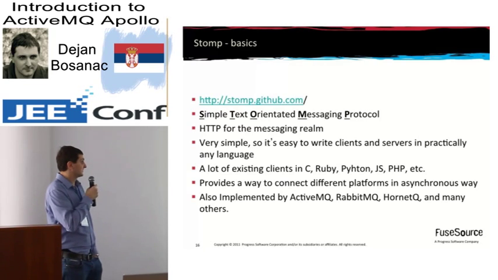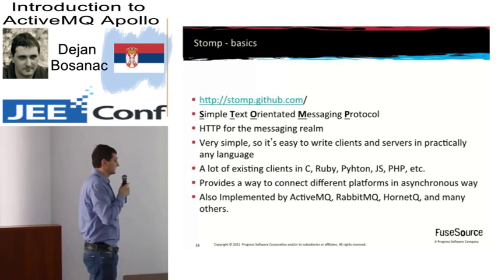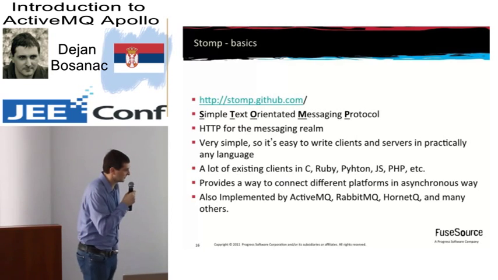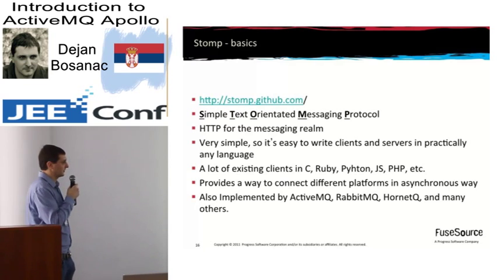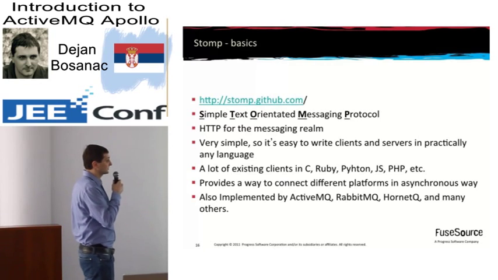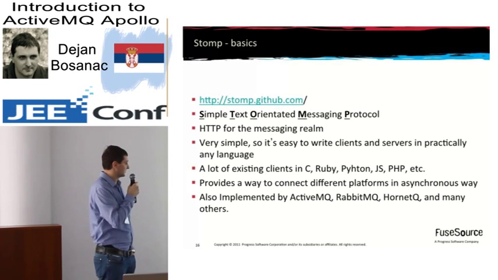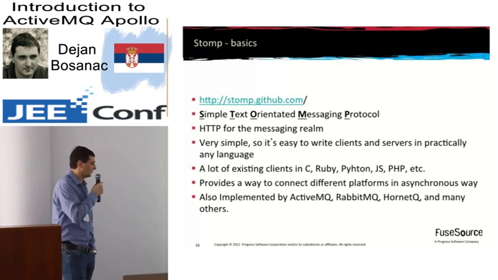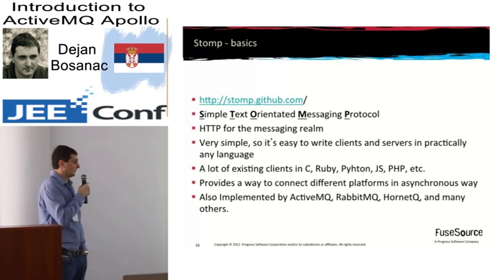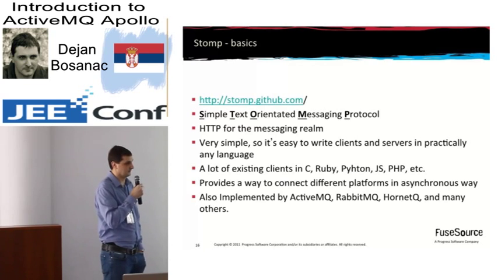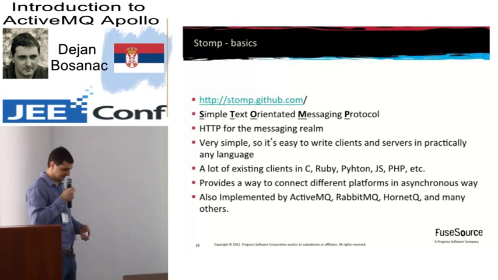And it's a perfect protocol to provide us with the ability to connect different platforms, like Java and Ruby applications, in a purely asynchronous way using a messaging broker in the middle. And it's also supported by all major open source message brokers like ActiveMQ, RabbitMQ, and CorrentQ, and I know about a bunch of others, like really simple Stomp brokers written in Python or any kind of those environments.